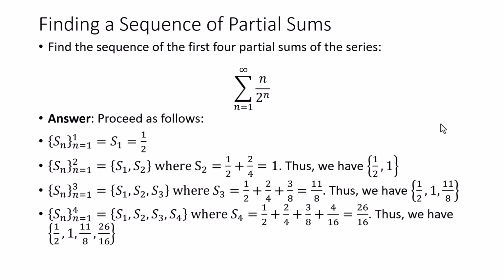Our sequence of partial sums for the first 4 sums is calculated by taking S1, S2, S3, which we've already done, and then we have S4, which is equal to 4/16 plus the previous summation, which would result in 26 over 16. So to get 26 over 16, we take the sum of the first 4 terms, 1/2 plus 2/4 plus 3/8 plus 4/16. But our sequence of partial sums for the first 4 terms is 1/2, 1, 11/8, and 26 over 16. So this is how you can find a sequence of partial sums.